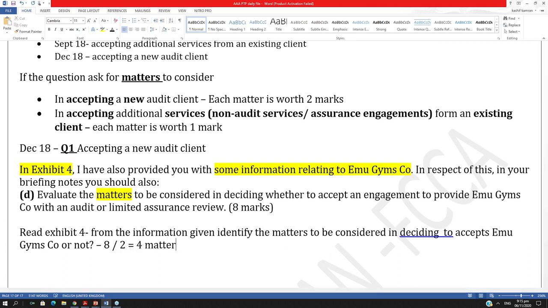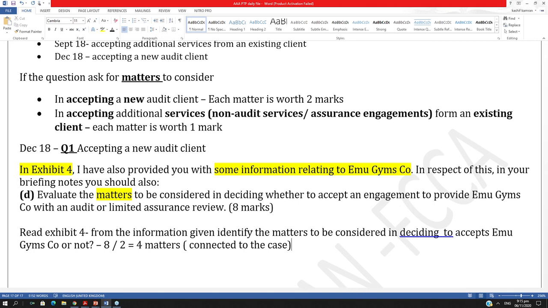But the 4 matters have to be connected to the case, right? Connected to the case. So you'll connect them to the case, not write journal points. Okay, so exhibit 4 becomes important, right? So we'll go directly to exhibit number 4.